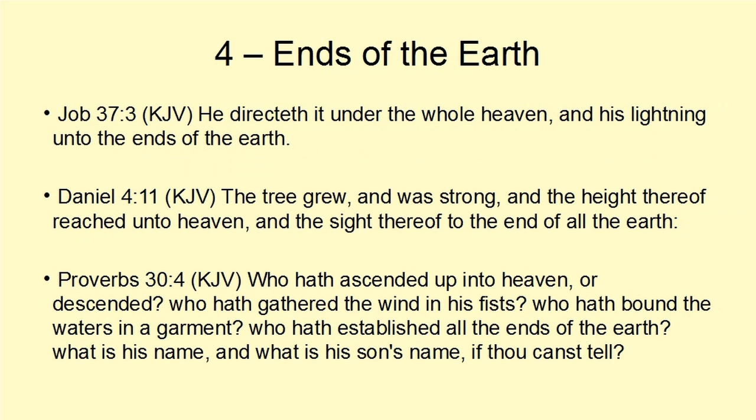Number 4, ends of the earth. Job 37:3. He directeth it under the whole heaven, and its lightning unto the ends of the earth. Daniel 4:11. The tree grew and was strong, and the height thereof reaches unto heaven, and the sight thereof to the end of all the earth. Proverbs 30:4. Who has ascended up into heaven, or descended? Who has gathered the wind in his fist? Who has bound waters in a garment? Who has established all the ends of the earth? What is his name, and what is his son's name, if thou canst tell?